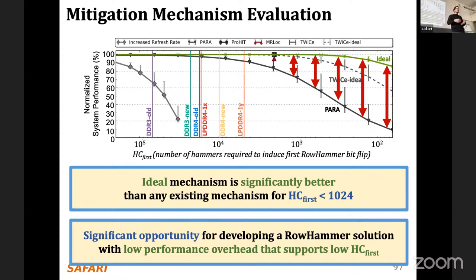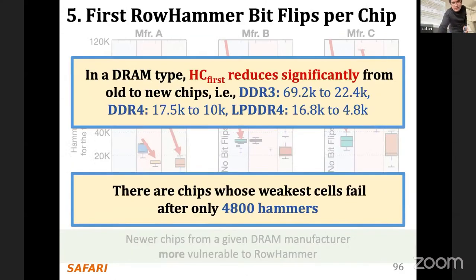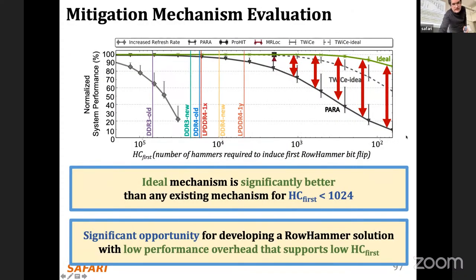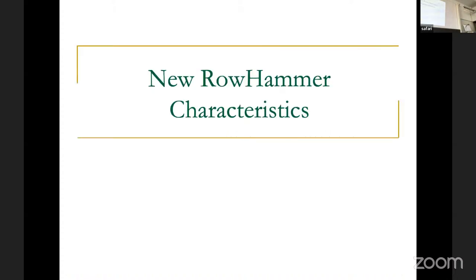And then for PARA, PARA obviously doesn't have hardware area overheads, because you only need to be able to generate some random numbers, and that's rather cheap compared to having a counter for each row. But the overhead of PARA also increases significantly as you reduce the RowHammer threshold. And you can see that at a RowHammer threshold of 64, your normalized performance becomes less than 10%. So the conclusion is, in 2020 at least, there's significant opportunity for developing a RowHammer solution with low performance overhead. And I would argue this is still the case, though of course there have been many defenses proposed since then. But we're still interested in developing more efficient solutions. There's still room for improvement.